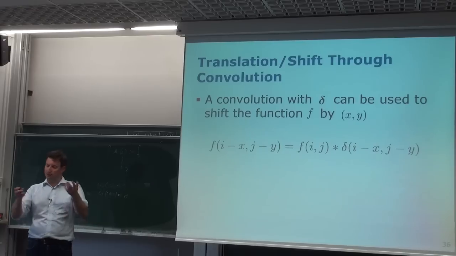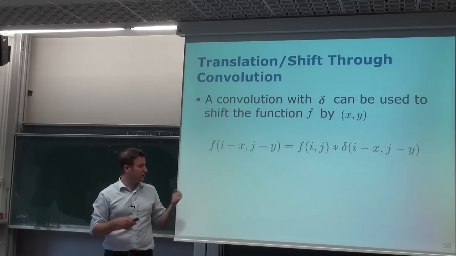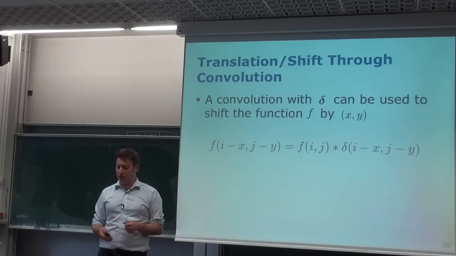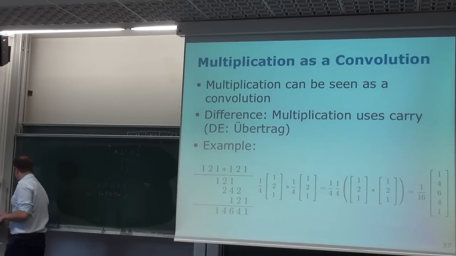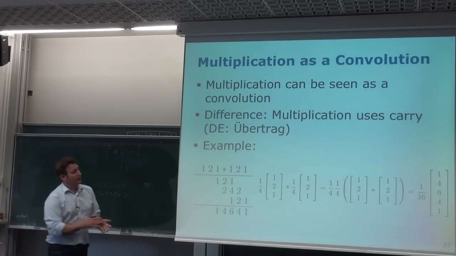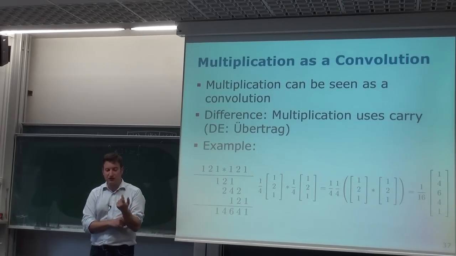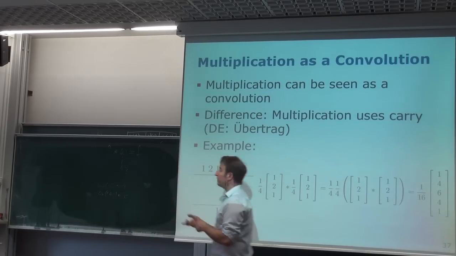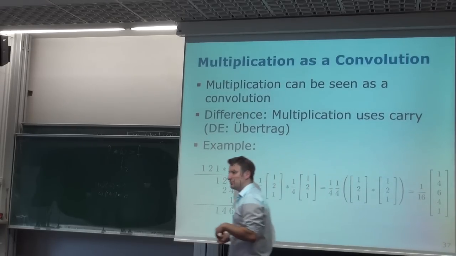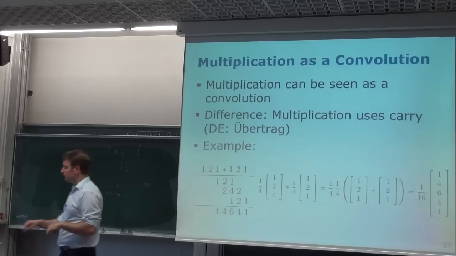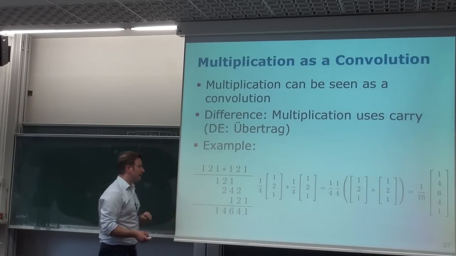It's just exactly what we have said before. So the question is, how can we actually compute a convolution by hand? The convolution is actually very similar to the mathematical multiplication that you learned at school. The only difference is that the multiplication uses a carry operation, in German der Übertrag, when I jump over the tens. I don't have that here for the convolution. But this is exactly like doing your multiplications in school.